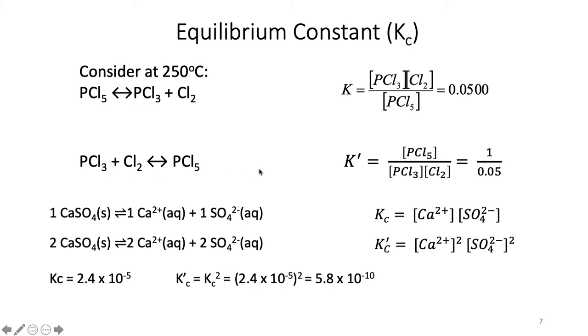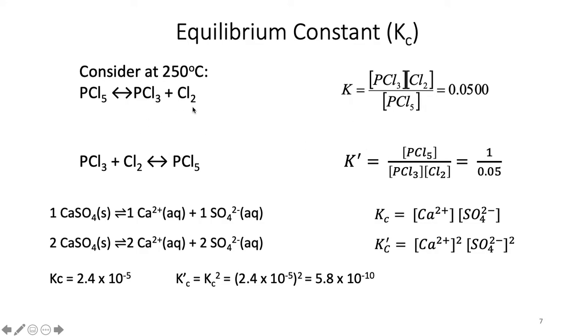Once again, it's balanced. So I write a new equilibrium constant, calling it K prime. It will be equal to, once again, product over reactant: the concentration of PCl5 divided by the concentration of PCl3 multiplied by the concentration of Cl2. If you notice, these two expressions are the reverse of each other, and therefore my new value for K prime is going to be 1 over 0.05, which was the value of K.